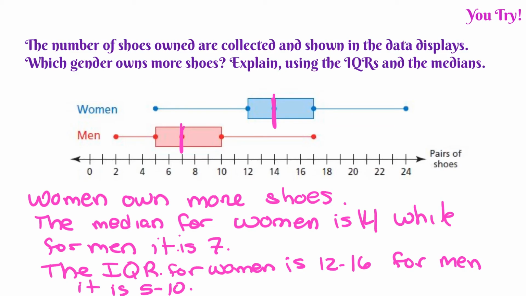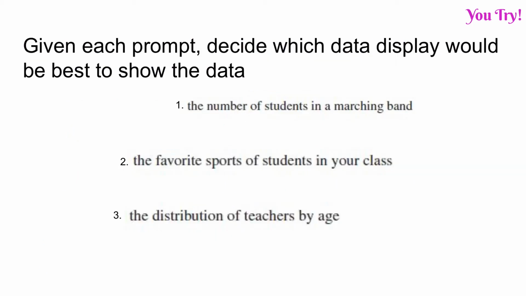So this is showing me that most of the data pulled from women is showing that the number of shoes that they own is between 12 and 17, versus for men, which is 5 and 10. So that's where most of the data lies. So I can infer from this graph that women own more shoes.